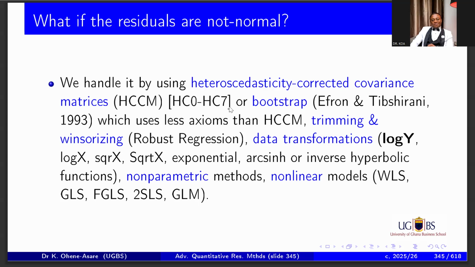Now, it will correct for both heteroscedasticity and autocorrelation in the model. But we are not talking about autocorrelation yet. So you can run the heteroscedastic corrected covariance matrix. The covariance matrix starts from 0 all the way to 7. Okay, you can run each one of them one by one and see.